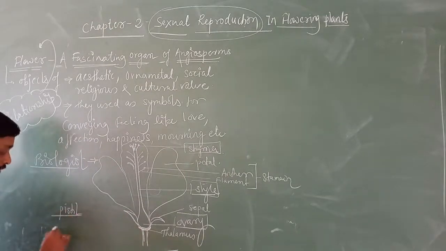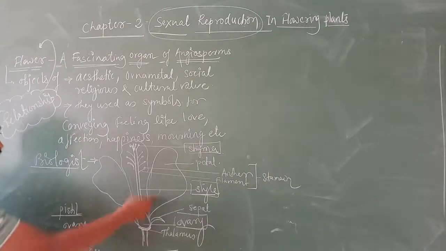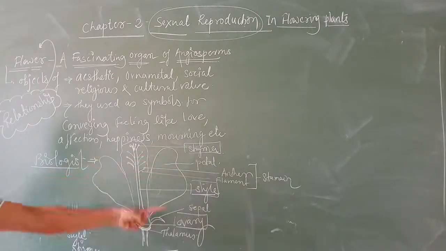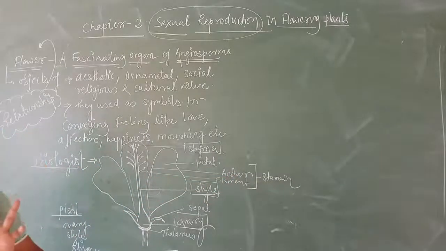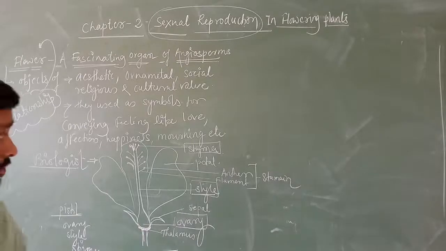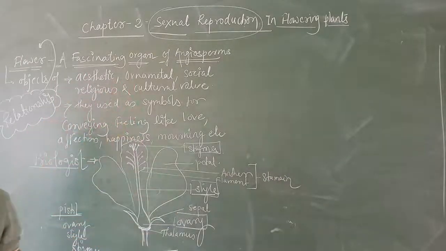And in the pistil, what are we going to get? Ovary, style, and stigma. These are all written on the board. And the stamen, in the sense, anther and filament. So what is going to happen when we study these things? Now, I will go on with whatever I told you earlier.